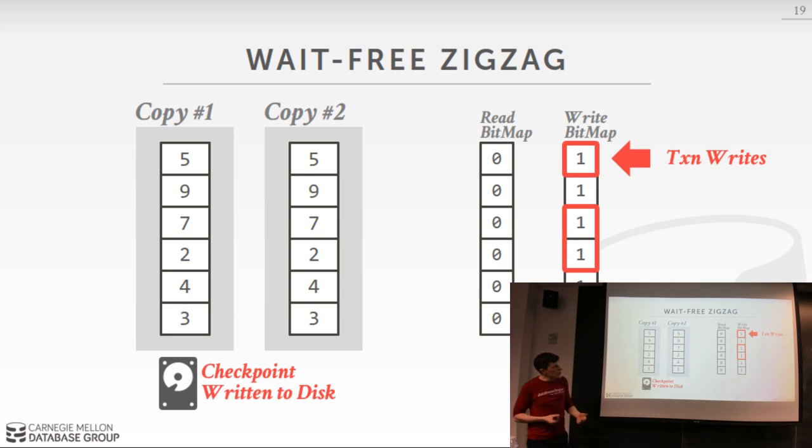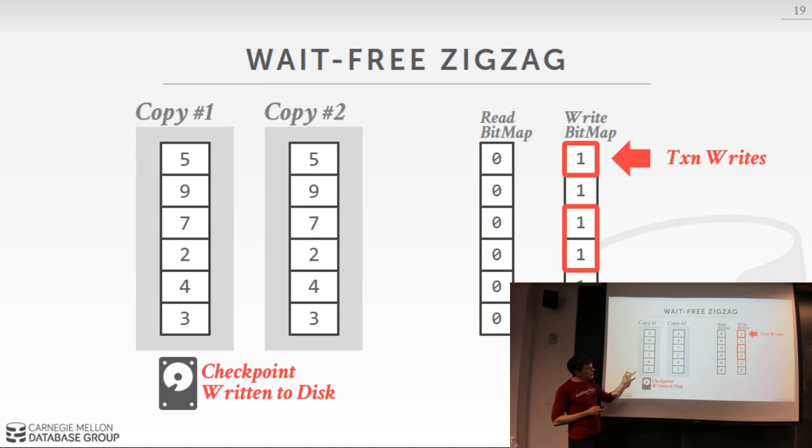So the thing we want to do here is make sure that when we do our writes, we don't end up writing into the slots or the data elements that the checkpoint thread is reading from, because we don't want it to see any of our updates, because the checkpoint needs to be consistent. So we go in here and we look.